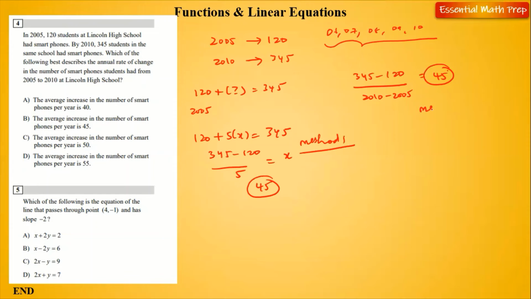This is method 2. Method 1 uses an algebraic expression, then it goes to the slope form, whereas method 2 directly takes just the slope form, okay?